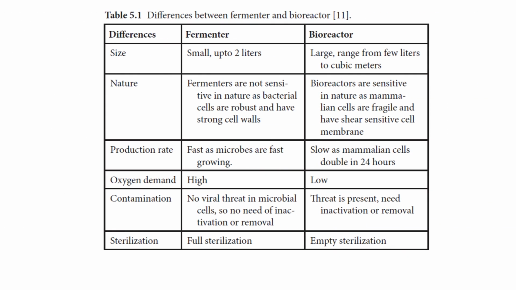Fermenter versus bioreactor comparison. Feature: Fermenter, Bioreactor. Typical size: small, up to 2 liters; larger, from liters to cubic meters. Cell type: robust bacterial cells, microbial culture; sensitive mammalian cells, plant and animal culture. Growth and oxygen: fast growth, high oxygen demand; slow growth, low oxygen demand. Viral threat: no viral threat; requires protection from viral contamination. Sterilization: fully sterilized with media inside; often sterilized empty.